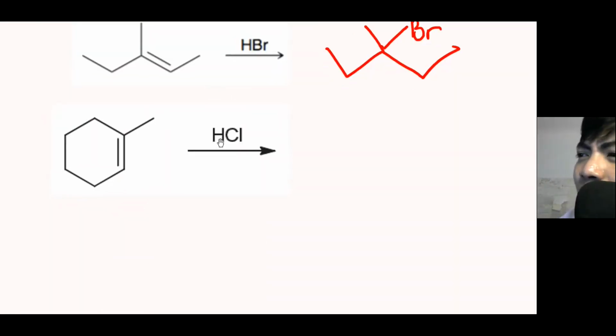For this one, HCl. Saan dudugtong yung H? Saan dudugtong yung Cl? So, applying Markovnikov addition, yung H, dudugtong siya sa carbon atom bearing the most hydrogen. Ito, ilan hydrogen na ito? Ito, wala. Wala yung hydrogen kasi 4 yung bond. How about this one? How many hydrogen does this carbon contain? 1. It contains 1 hydrogen. So meaning this hydrogen will be added here. The Cl will be added there.